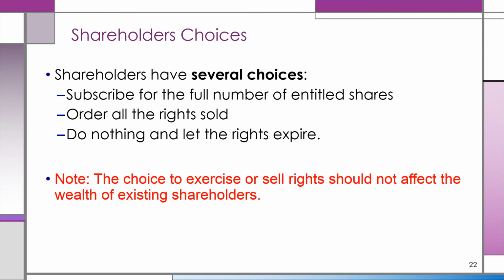Second, they can also order all the rights to be sold at market price and receive some money. Third, they can do nothing and let the rights expire. Take note that the choice to exercise or sell rights should not affect the wealth of existing shareholders. I will show you how in the coming few slides.